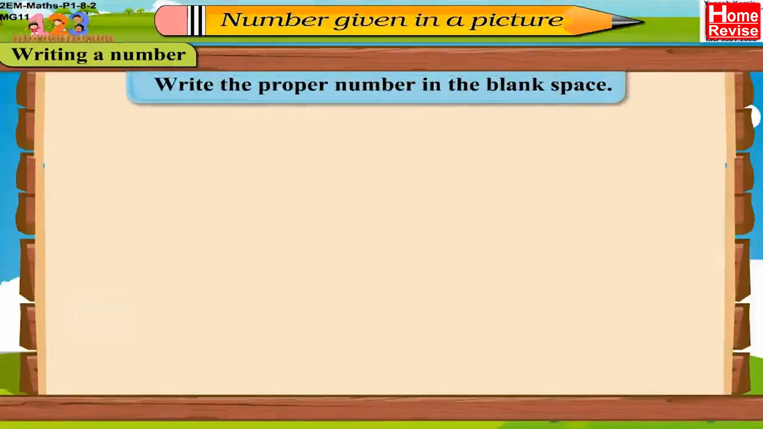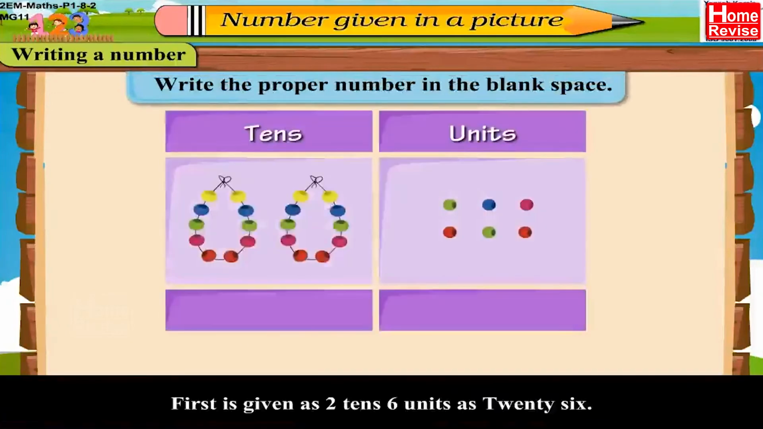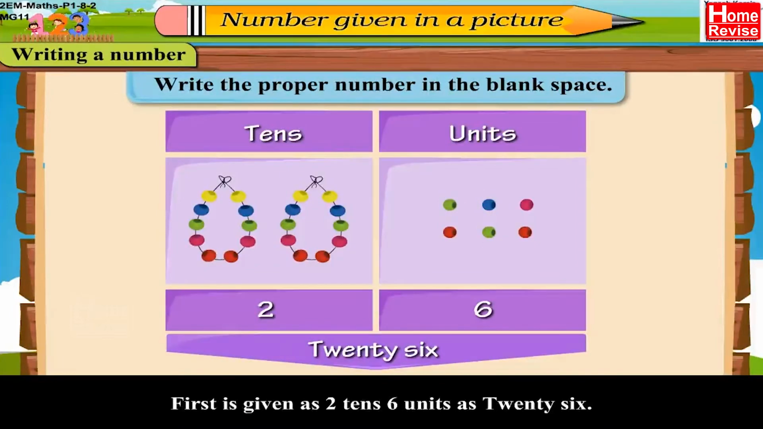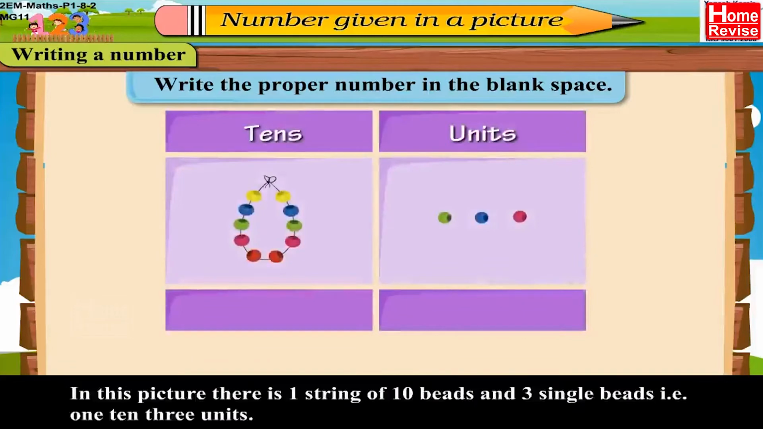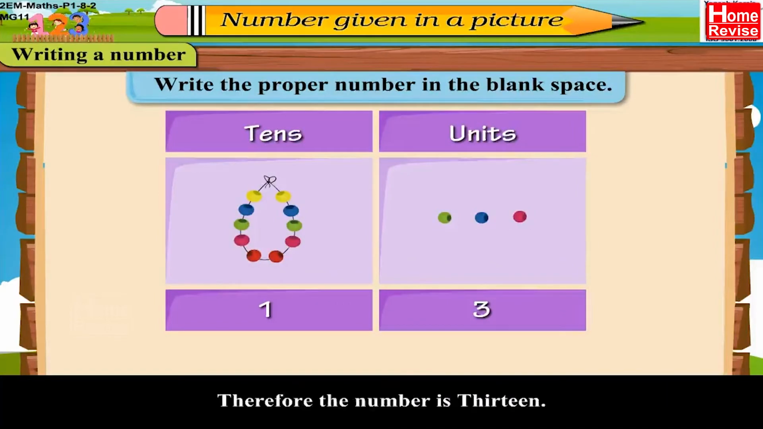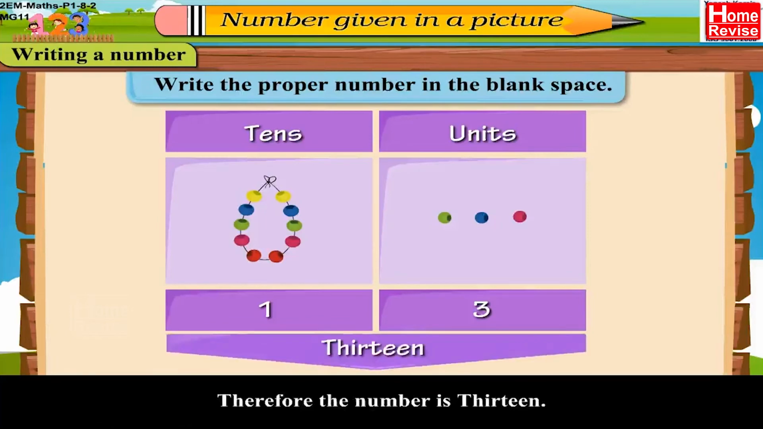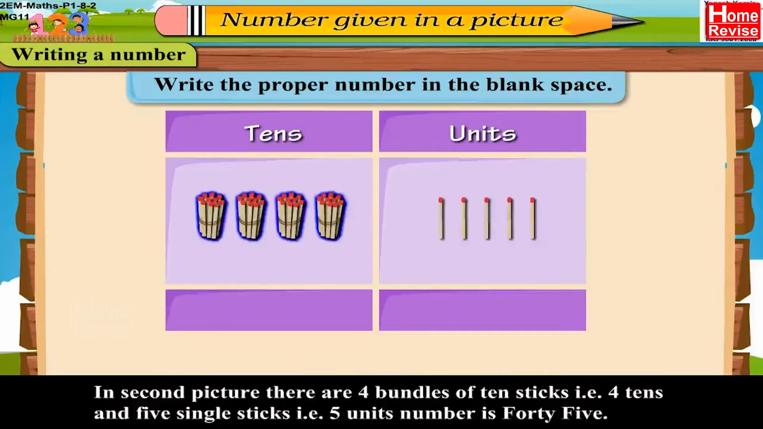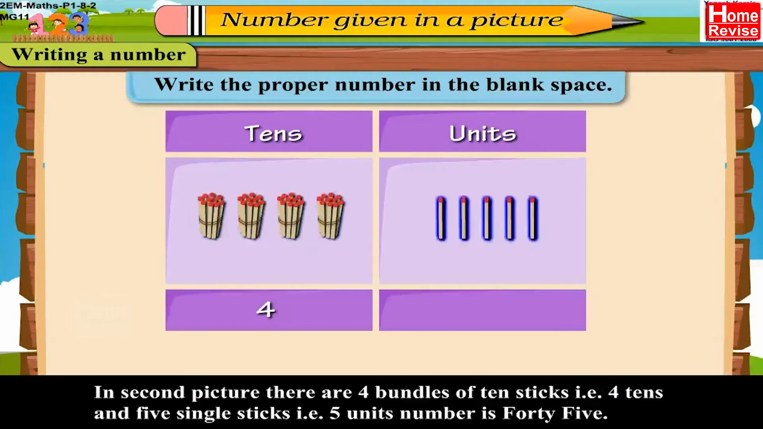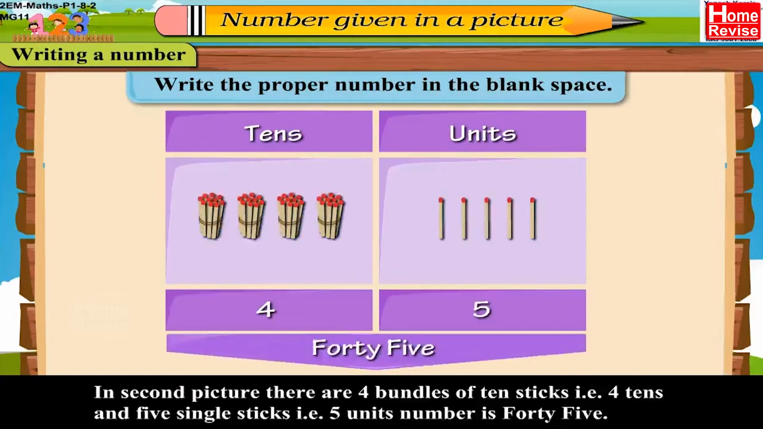Write the proper number in the blank space. First is given as 2 tens, 6 units, as 26. In this picture, there is one string of 10 beads and 3 single beads, that is 1 ten, 3 units. Therefore, the number is 13. In the second picture, there are 4 bundles of 10 sticks, that is 4 tens, and 5 single sticks, that is 5 units. The number is, yes, you guessed it, 45.